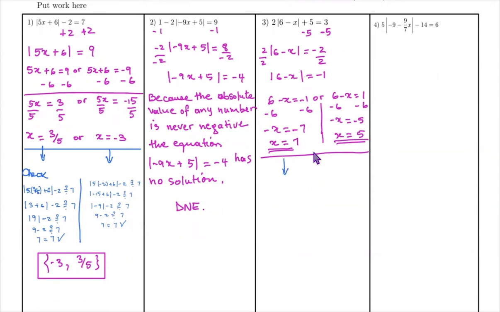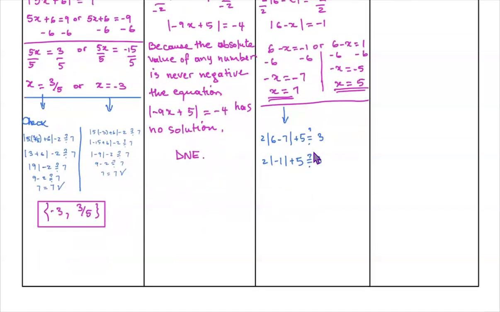X equals 7. That would be 2 absolute value of 6 minus 7 plus 5. We wonder if this is 3. Now that is 2 absolute value of -1 plus 5. We're still wondering if this is 3.